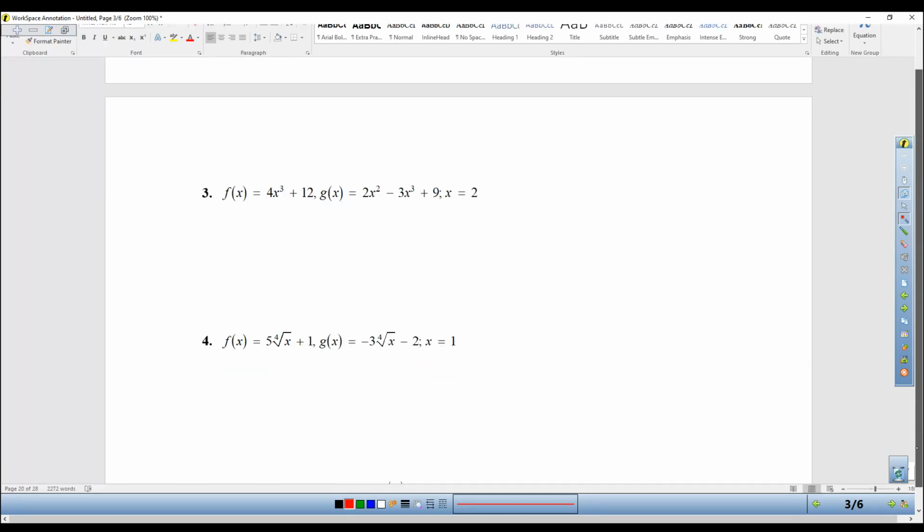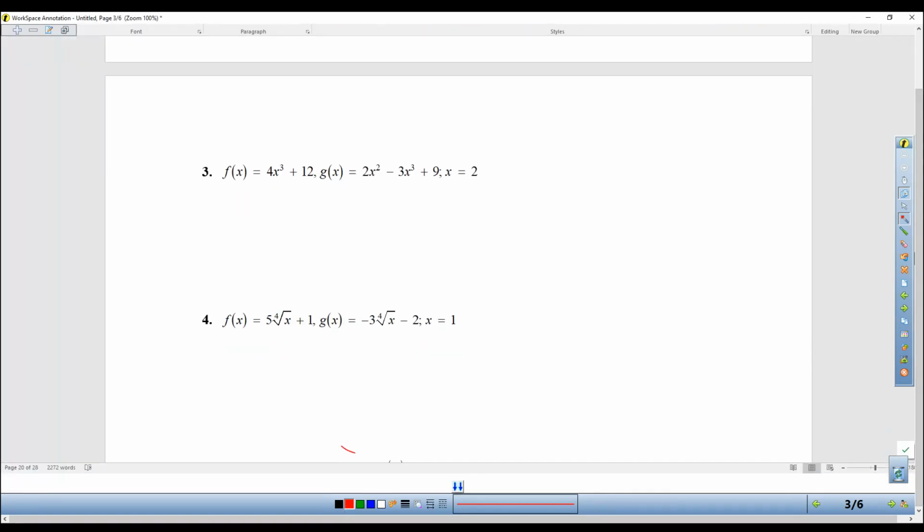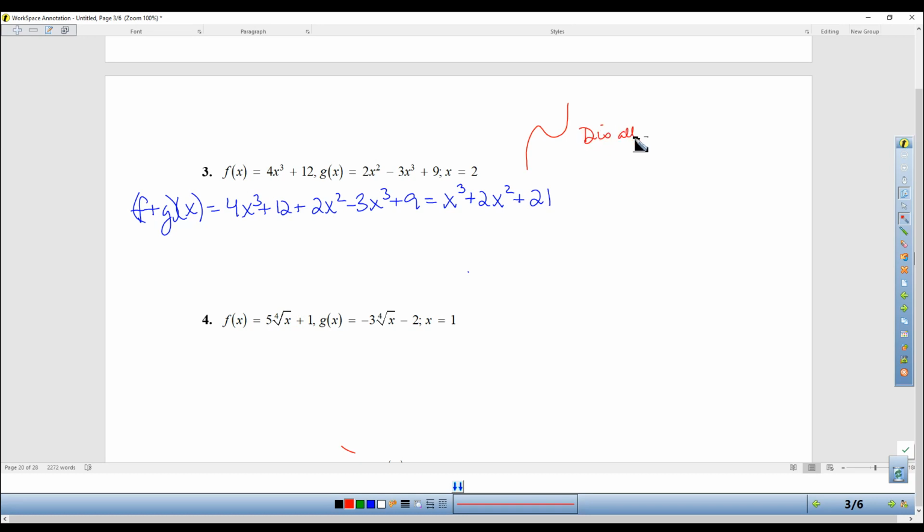Number 3, f plus g of x means 4x cubed plus 12 plus 2x squared minus 3x cubed plus 9. I collect like terms and get x cubed plus 2x squared plus 21. That is a cubic function, and its domain is all real numbers.